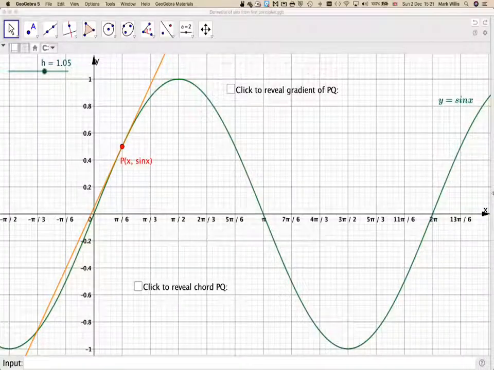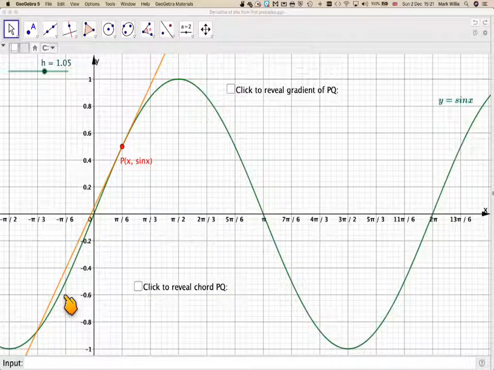So if we go to that GeoGebra app, here I have the green graph. I have a graph of y is equal to sine x from minus pi by 2 up to approximately 2 pi. Here I have a particular point. Any point on the curve will have coordinates x, sine x. At this point x is pi by 6, so it'll be pi by 6, sine pi by 6. But I'm just going to call this a general point.